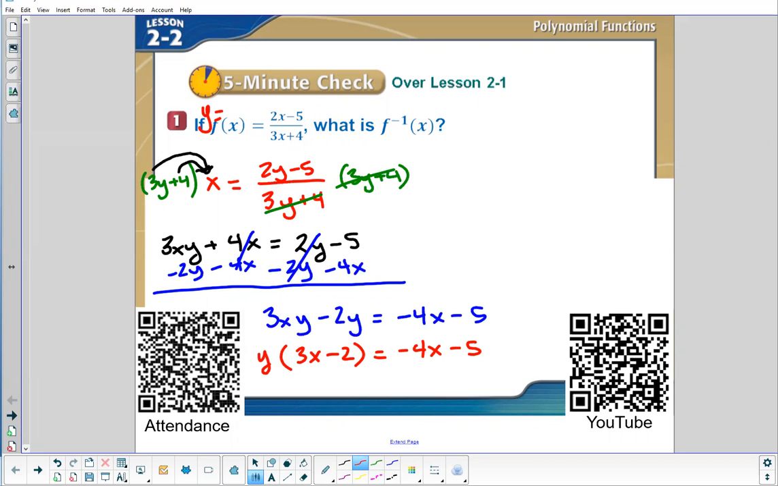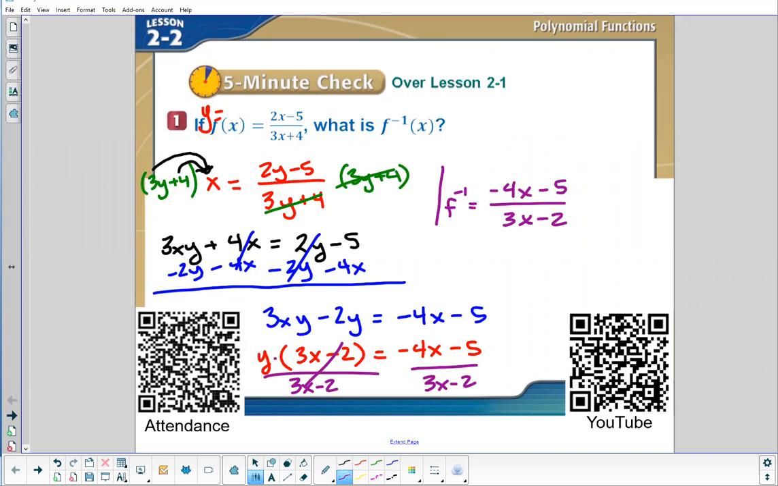Which brings us to our last step here. How do you get y by itself? How do I get rid of this multiplication of 3x minus 2? What's the opposite of multiplication? Division. So I can divide it out. And so we come up with our inverse. So the symbol for inverse is f negative 1. So I say f negative 1 equals (negative 4x minus 5) over (3x minus 2). That's what we're going to say the answer is.